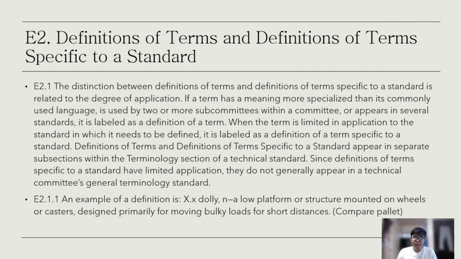E2 Definitions of terms and definitions of terms specific to a standard. E2.1 The distinction between definitions of terms and definitions of terms specific to a standard is related to the degree of application. If a term has a meaning more specialized than its commonly used language, is used by two or more subcommittees within a committee, or appears in several standards, it is labeled as a definition of a term. When the term is limited in application to the standard in which it needs to be defined, it is labeled as a definition of a term specific to a standard.